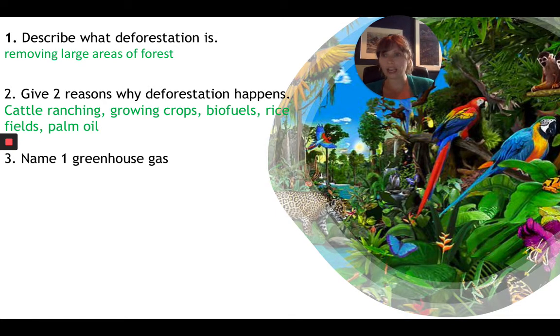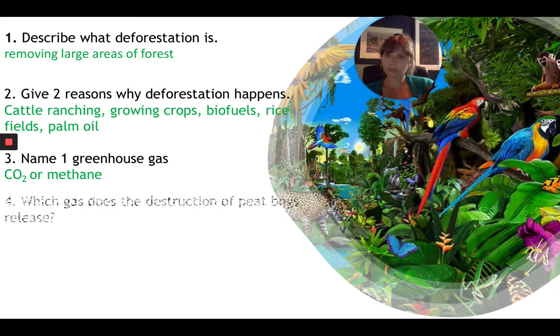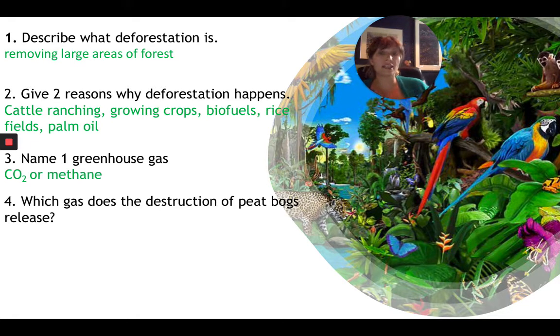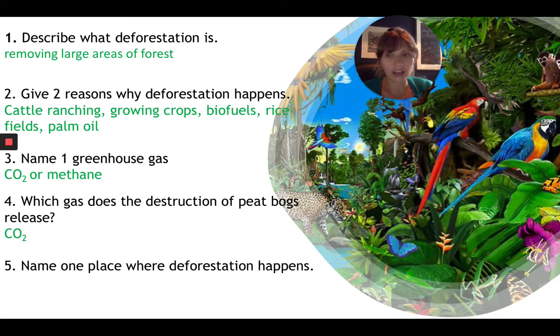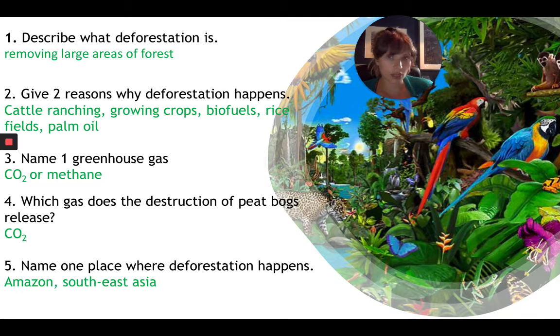Okay, number 3. Name 1 greenhouse gas. You could have had methane or carbon dioxide or even water vapour, but they're the main ones. Number 4, which gas does the destruction of peat bogs release? That would be carbon dioxide or CO2. And then number 5, name 1 place where deforestation happens. So you could have had the Amazon rainforest or Southeast Asia.